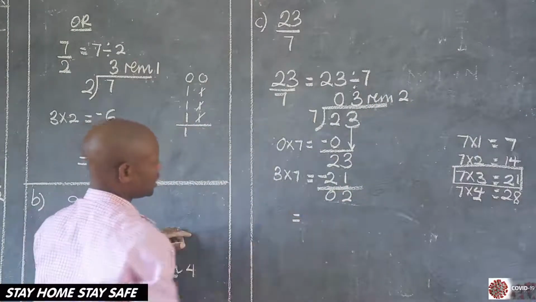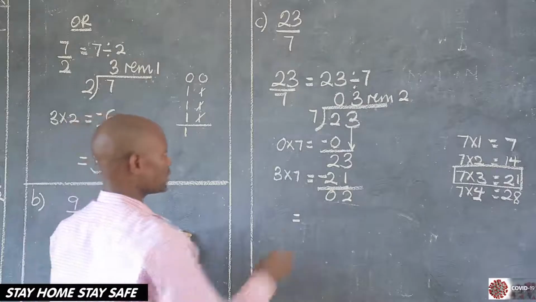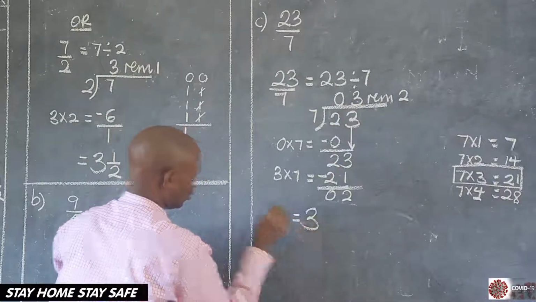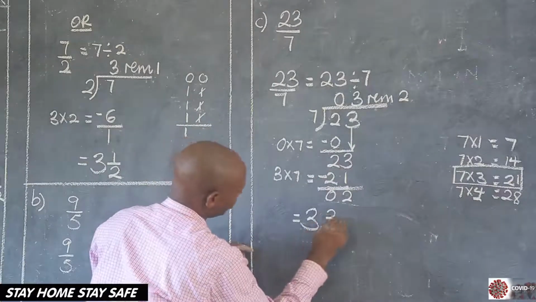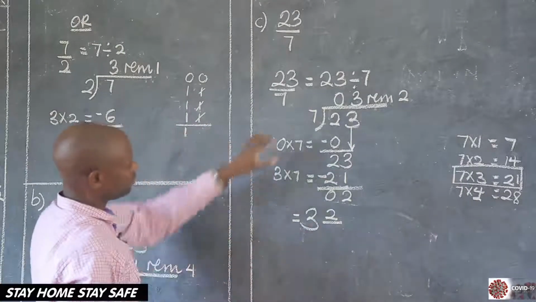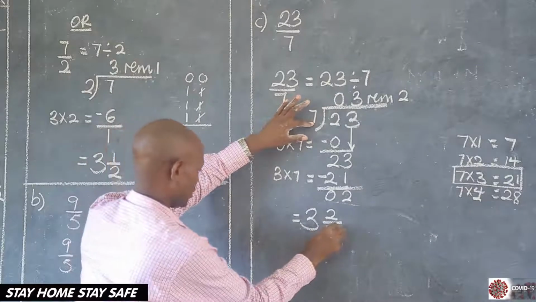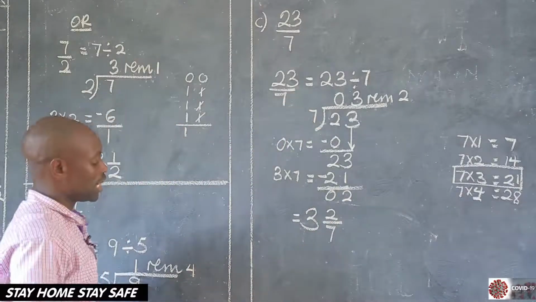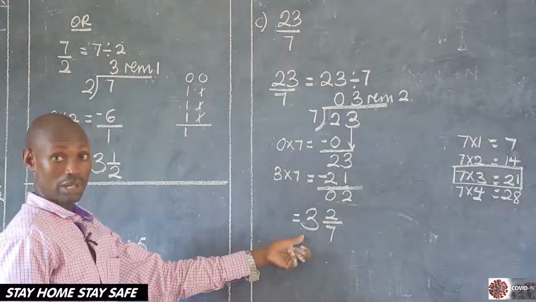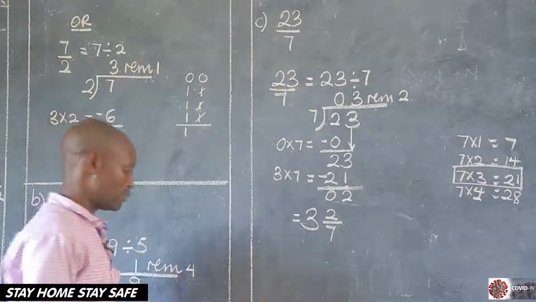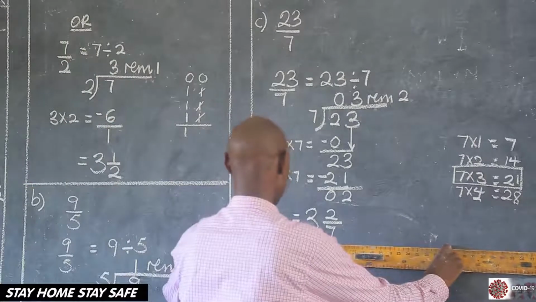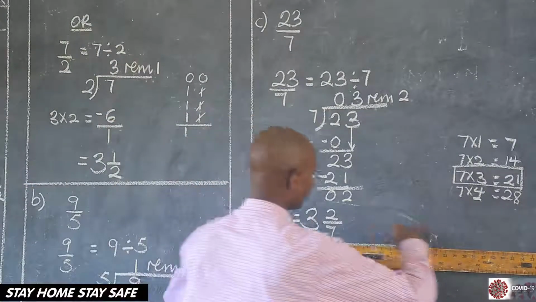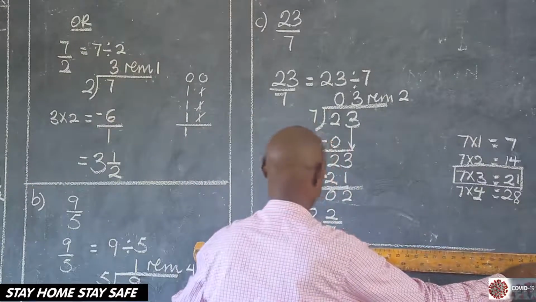Therefore, when we are writing, we are going to write 3 whole numbers. The remainder is 2, but out of the 7. Then your fraction becomes 3 whole numbers, 2 out of 7. 3 whole numbers, 2 out of 7.